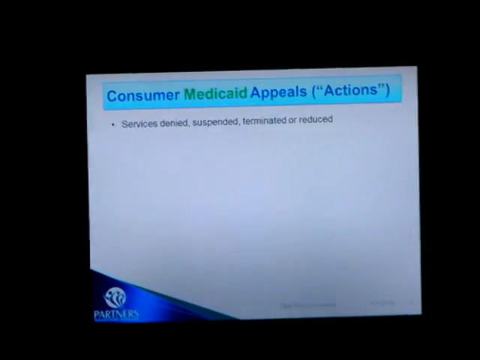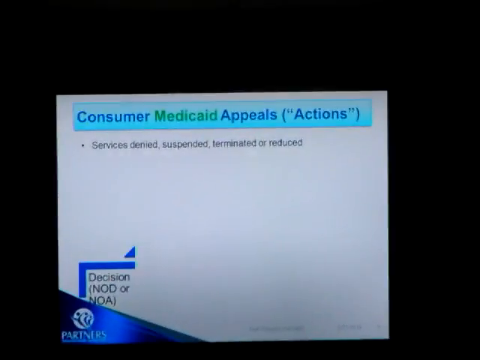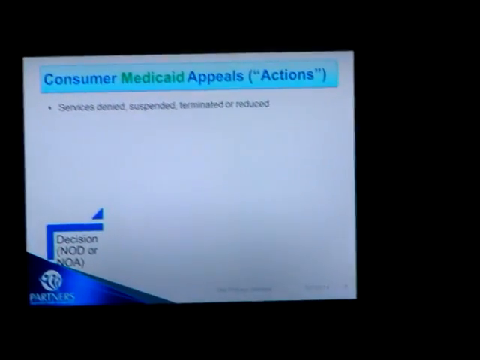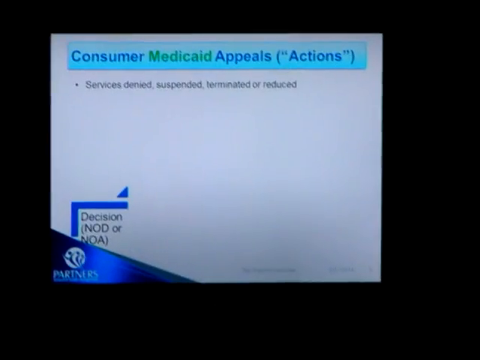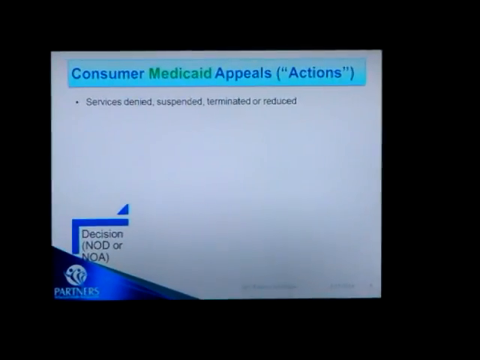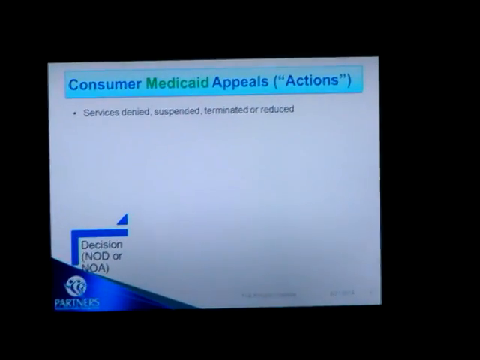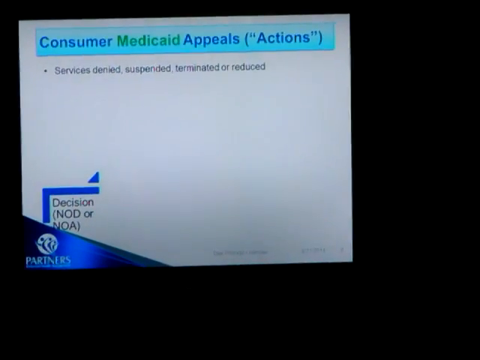With the consumer Medicaid appeals or actions, again, we already talked about services denied, suspended. For each of these four, I've kind of created an up-step process that shows you. The very first thing in a consumer Medicaid appeal is a decision letter goes out, usually called a notice of decision. They may start calling them notices of action because of that federal language. That goes out to both the consumer and the provider, so that everybody knows.